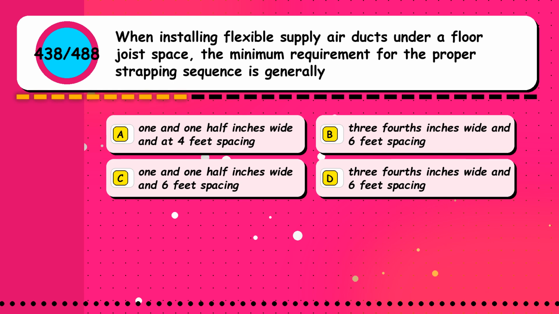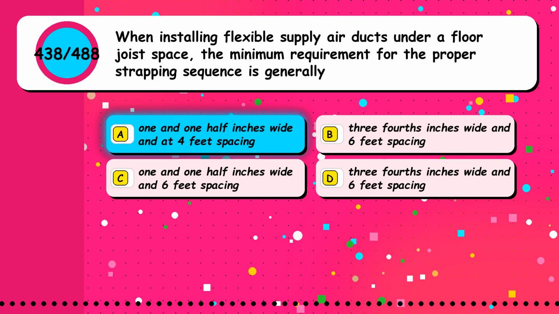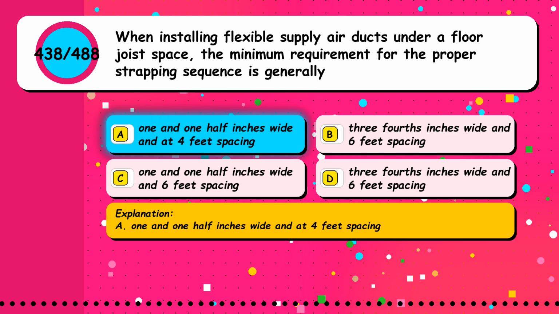strapping sequence is generally: Option A, 1 1/2 inches wide and at 4 feet spacing. Option B, 3/4 inches wide and 6 feet spacing. Option C, 1 1/2 inches wide and 6 feet spacing. Option D, 3/4 inches wide and 6 feet spacing. The correct answer is option A, 1 1/2 inches wide and at 4 feet spacing.